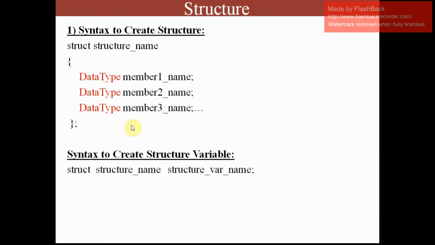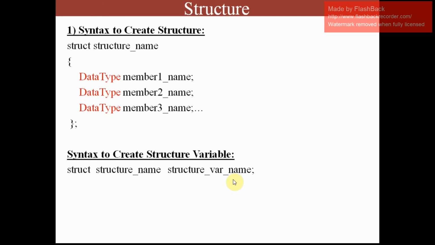After creating the structure, we have to create the structure variable. What is the structure variable? With the help of the structure variable only, we can access the structure members. How to create the structure variable? First, we have to give the keyword struct. Then we have to give the structure name, that is the same name which we have given in the structure creation. Then we can give any name, that is the structure variable name. I will explain this in the example.